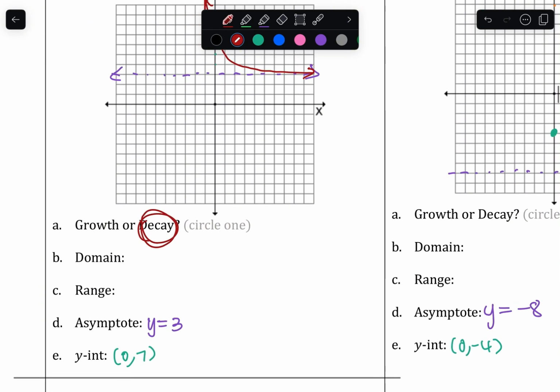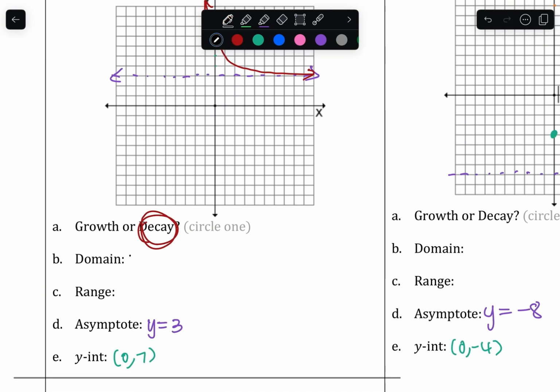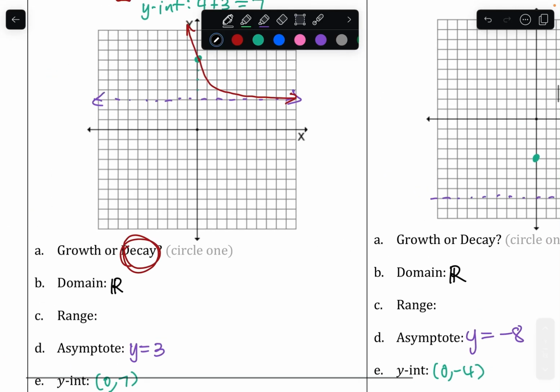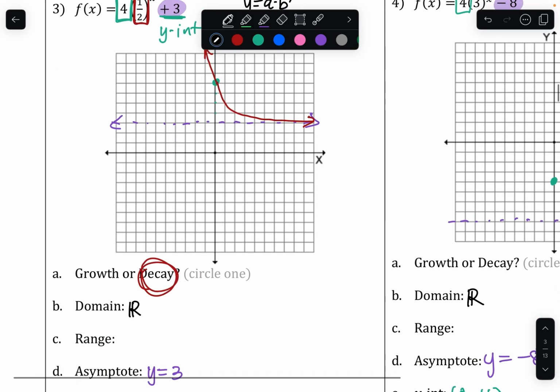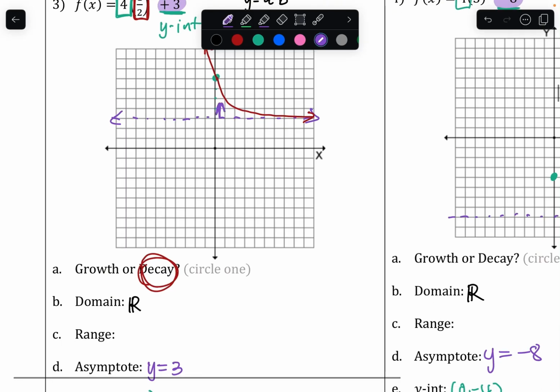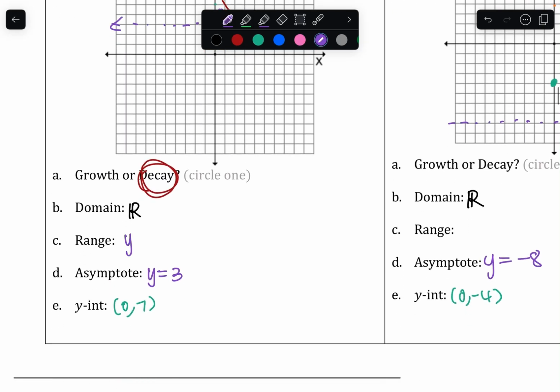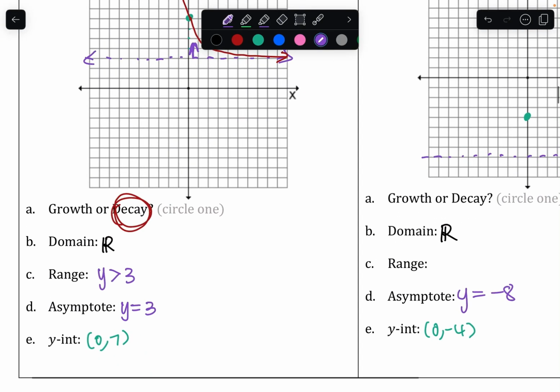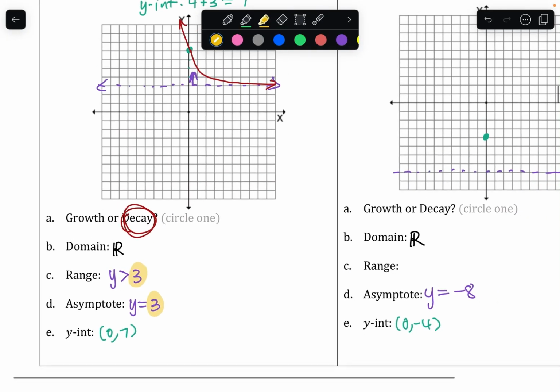Okay, and so our domain, still all real numbers. That's not going to change. And we are above the asymptote. So this time the asymptote is 3, and we are above it. Y is greater than 3. Okay, and so your range should always match whatever value the asymptote is for exponential functions.